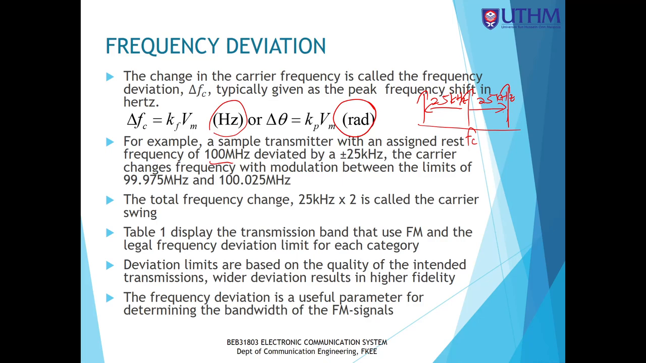So you see that here is 100 mega. Here is 99.975 mega. Here is 100.025 mega. So for both of these, the carrier swing is equal to 25 times 2. So the carrier swing is equal to 50 kilohertz in this example. In this example, the carrier swing is equal to delta F times 2, which is 25k times 2. So we get 50 kilohertz.